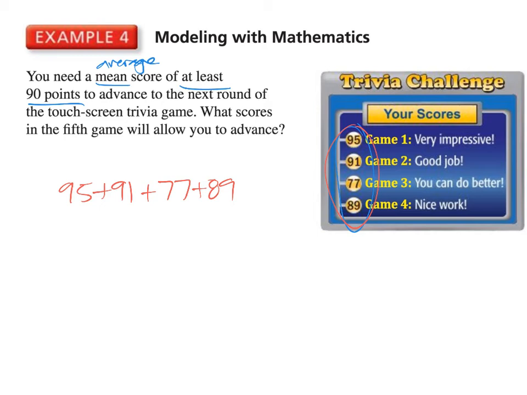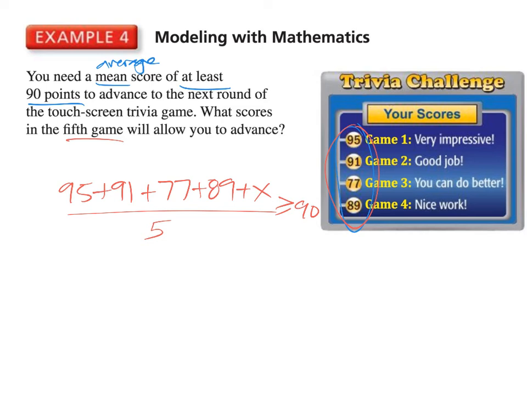Now, if I wanted to find the average of all these scores combined, then I would divide by 4. But they're talking about the 5th game here. I need to figure out what the score of the fifth game needs to be. So in this case, I'm combining all these, which means I'll be dividing by 5, since I'm finding the average. And once this is worked out, depending on whatever x is, you want the result to be at least 90. So at least 90 means it has to be greater than or equal to 90. So that's your setup.